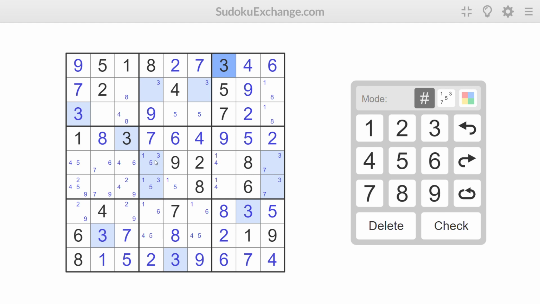Now 3 can appear only once in this column. We already have a 3 once in this column. Now because we have 2 candidates already put in of 3, 3 cannot appear anywhere else in this column. So let's eliminate this 3 here, which leaves us with this box, this cell which can have a 3.